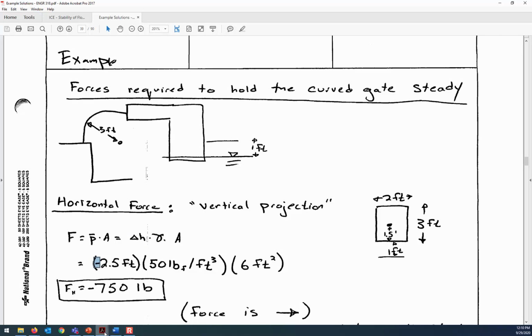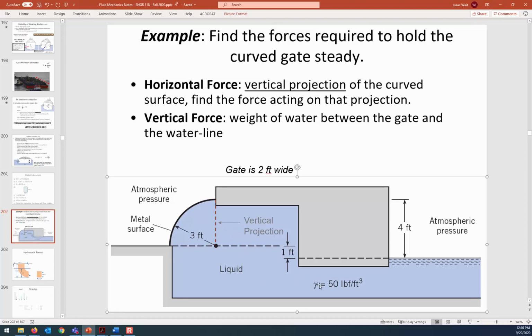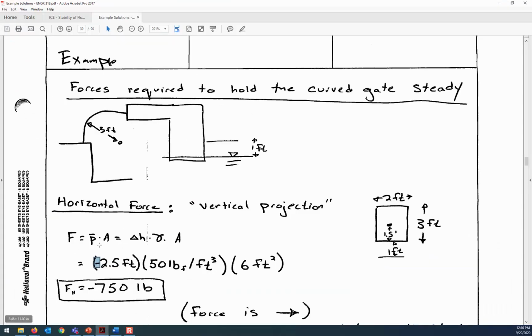The unit weight of this fluid is defined as a gamma of 50 pounds of force per cubic foot. And so here we're saying it's a distance of 2.5 feet, 50 pounds per cubic foot, and then the area of the gate is 6 feet because the vertical projection looks like it's 2 feet wide and 3.5 feet tall. So the horizontal force is going to be that the water is pulling the gate to the right with a force of 750 pounds. A very unusual case, but we can still apply the same methods.